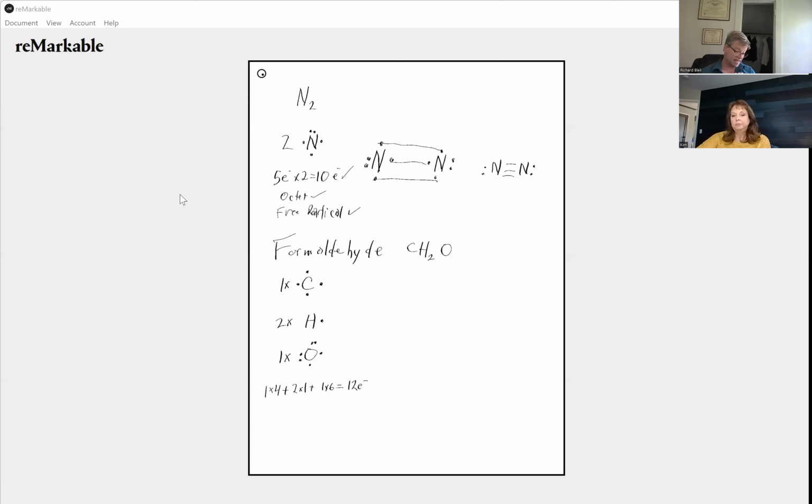So notice that in this one, the hydrogens only need 1 more electron. We're going to save those, and we're going to put those on last. Okay? When you're doing Lewis dot structures, by the way, let's leave that rule for a moment.